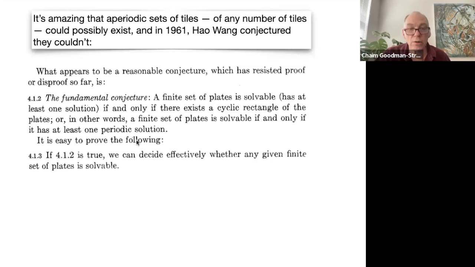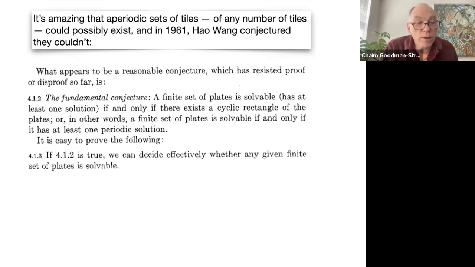This is over 60 years old, so of course the language is different. But a finite set of plates is solvable. What he's asking there is whether a finite set of tiles admits a tiling, and he's conjecturing that this holds if and only if it admits a cyclic rectangle, that is to say, if and only if the set of tiles admits a periodic tiling. So he's basically saying that he believed that any set of tiles that admits a tiling would admit a periodic tiling.